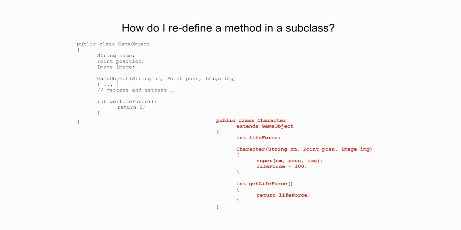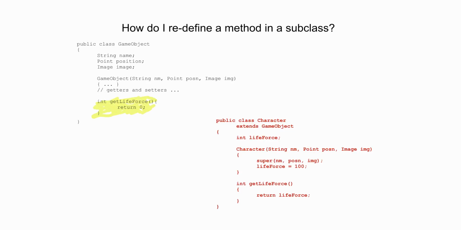And let's just say that we're going to introduce a life force into our characters. But a game object isn't a character, so it doesn't really have a life force. So by default, here it is going to return 0 if you ever call get life force, because a game object might not be alive. So that is one of our implementations.